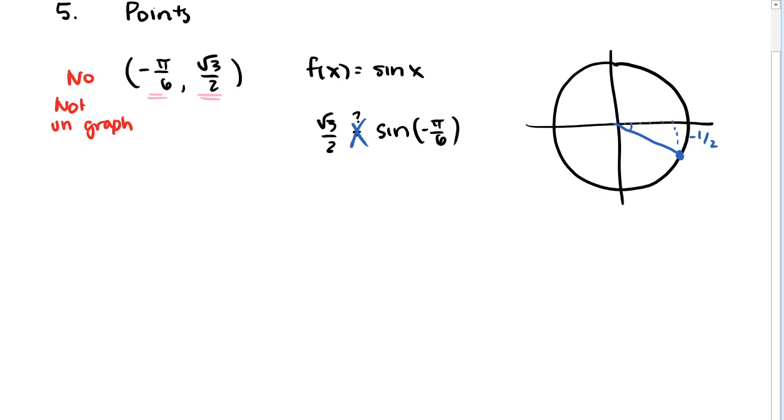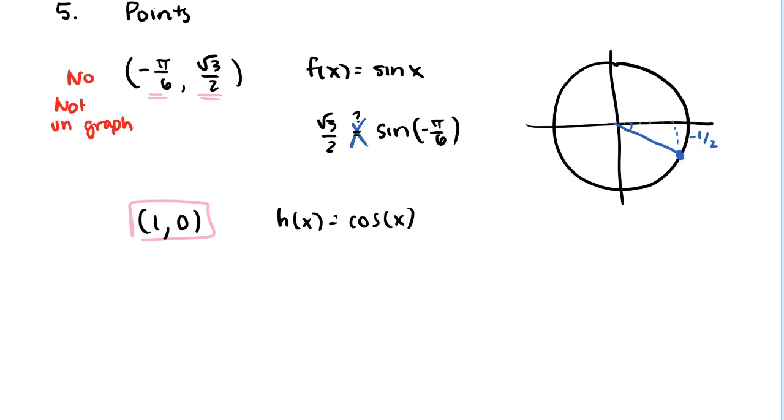Okay, what about the next one? What about the point 1, 0 for the function h of x equal to cosine of x? So again, 1, 0, this is a familiar point. On the unit circle, it's this point here. But that's not what we're asking. We're not asking if this is a point on the unit circle, the equation x squared plus y squared equal to 1. We're asking if this is a point on the cosine function, the cosine graph.